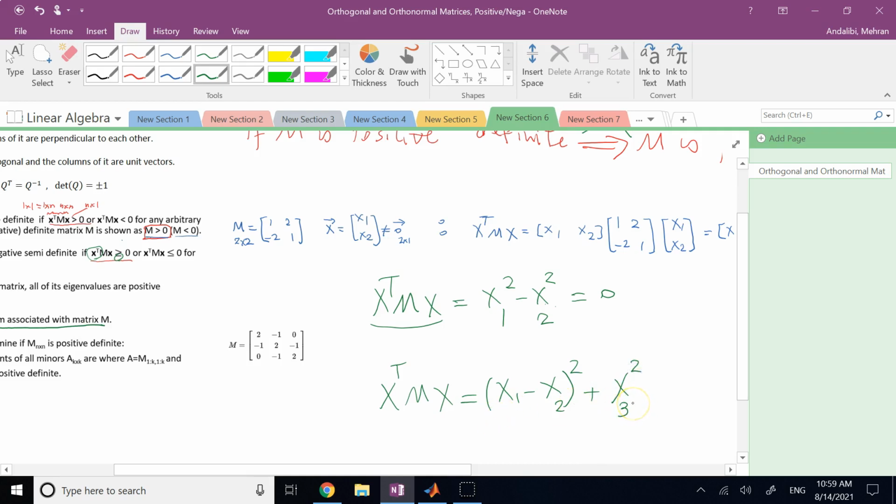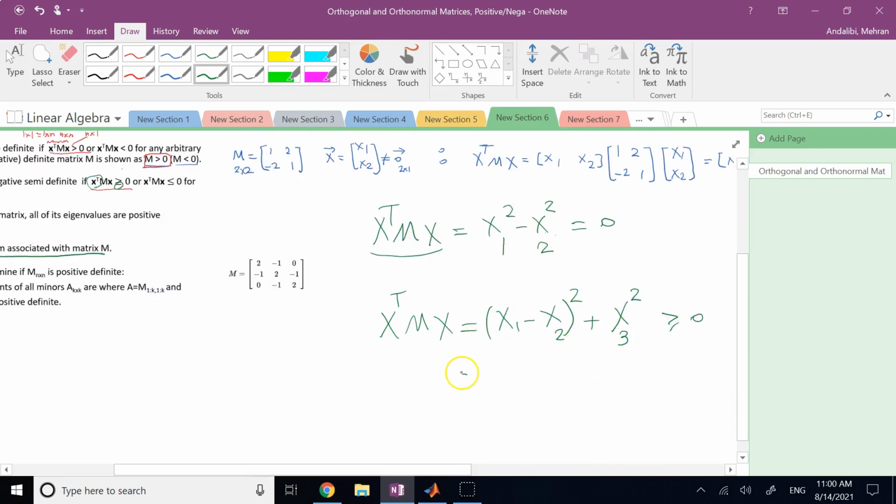If you look at this, the result is always bigger than or equal to 0 because I have the addition of 2 quadratic terms. Now, if I want this whole thing to be 0, does it need all 3 components to be 0? No. All I need in this case is x3 to be 0 and x1 to be equal to x2, and they could even be a non-zero number. So if I want x transpose M times x to be 0, it means not all 3 have to be 0.